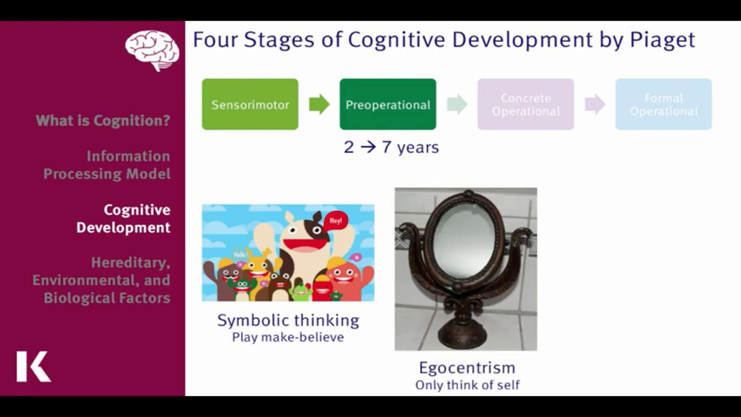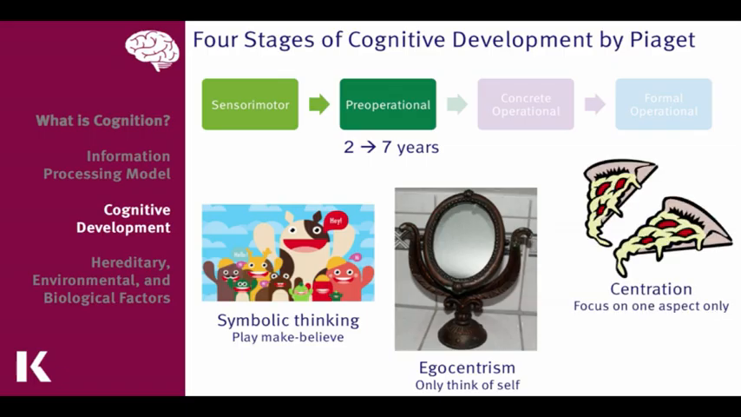The child also has egocentrism, where he or she is unable to understand what other people think or feel, and can really only think of themselves. Lastly, this stage is characterized by centration, where a child focuses on only one aspect of a phenomenon at any given time. This includes an inability to understand conservation, where parts are conserved after they're deformed.